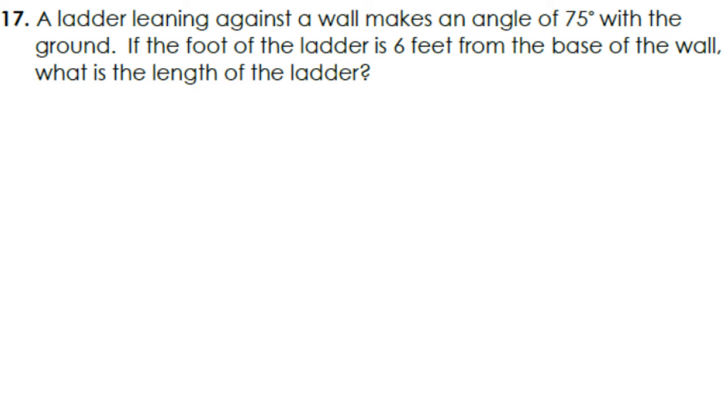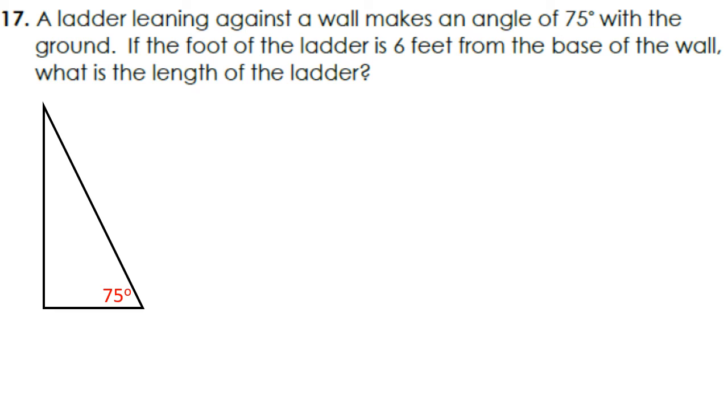The last problem we're going to look at is a word problem. First thing that I say to do is to draw a picture. So I have a ladder leaning against a wall, making an angle of 75 degrees with the ground. That means the ladder and the ground meet at 75 degrees. If the foot of the ladder is 6 feet from the base of the wall, what is the length of the ladder? So my picture looks like a triangle.